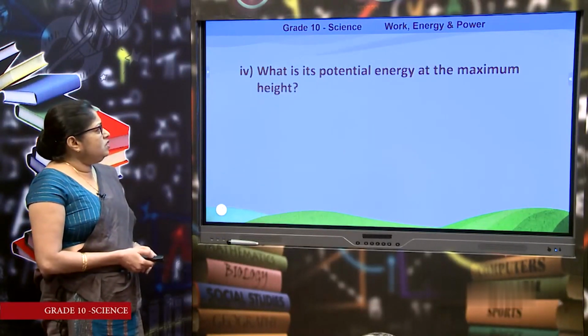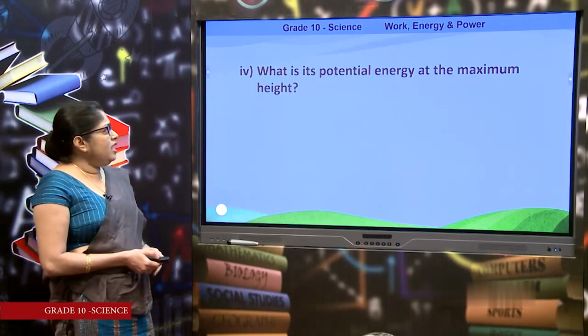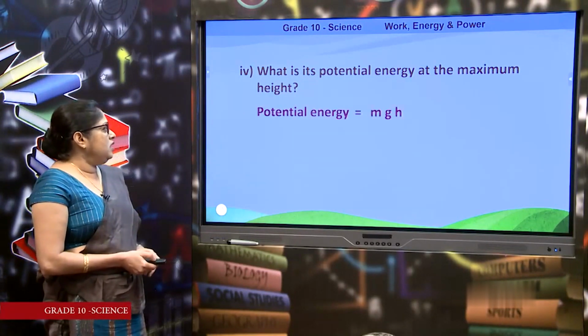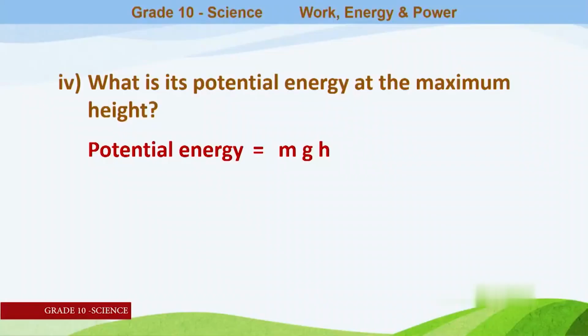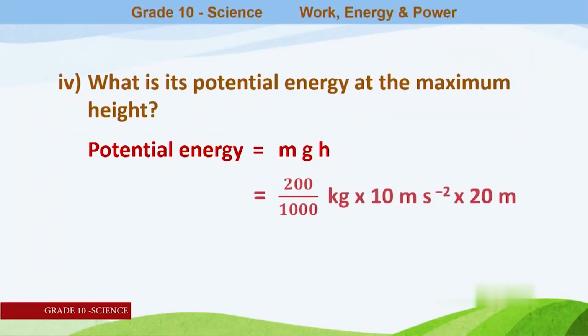The last part, what is the potential energy at the maximum height? So you have to write the equation for potential energy as mgh and apply values like this: 200 divided by 1000 into 10 into 20 meters. So you will get 40 joules for potential energy.